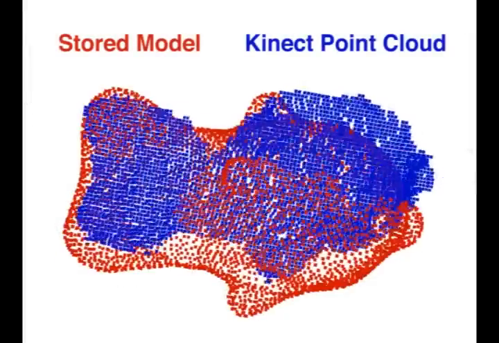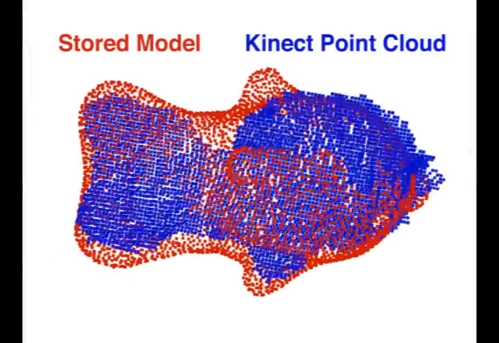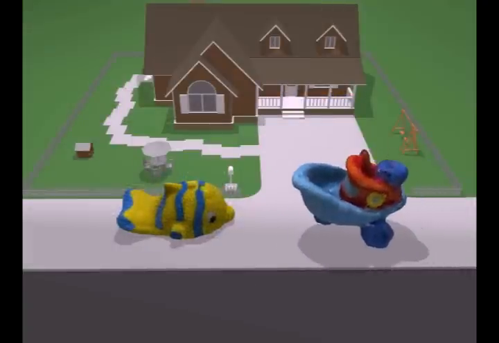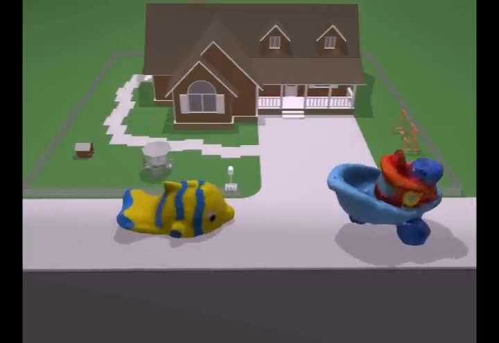Next, our system determines the 6D pose for each puppet. It uses the ICP algorithm to align the Kinect point clouds with each puppet's stored model. Finally, our system uses those computed poses to render the puppets in a virtual scene.